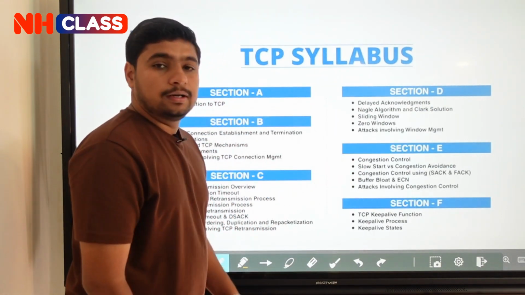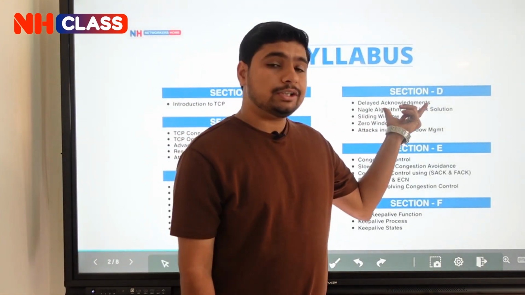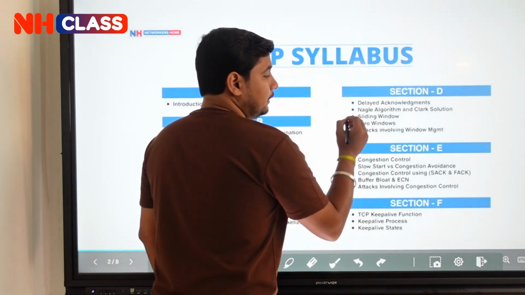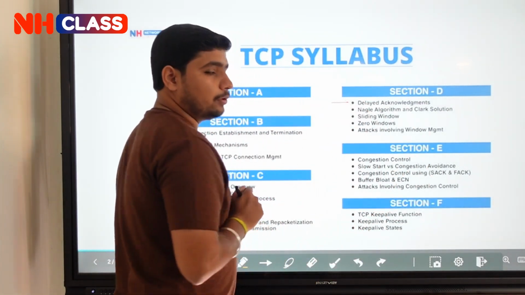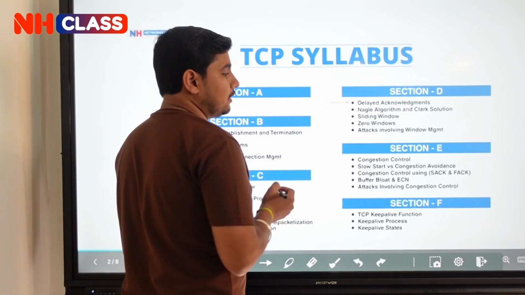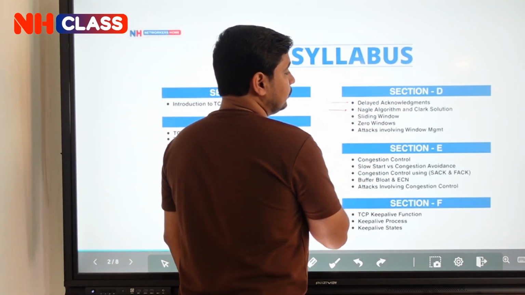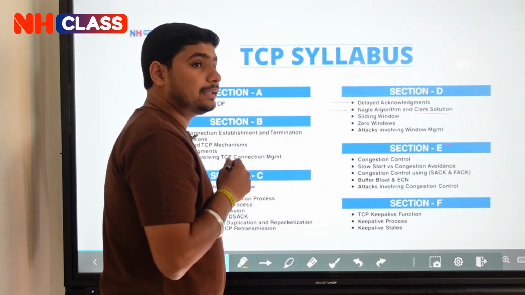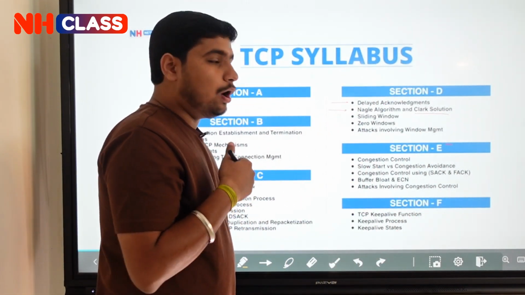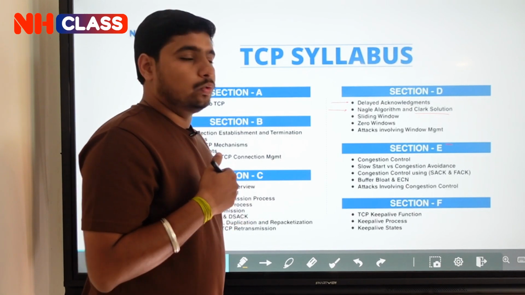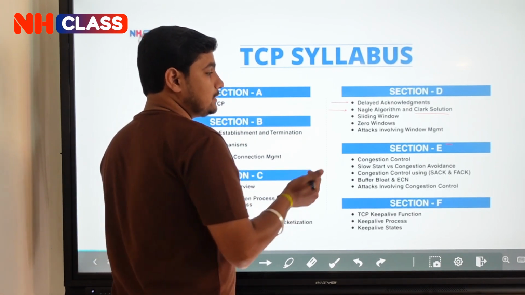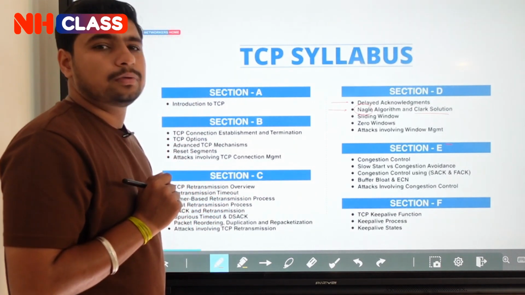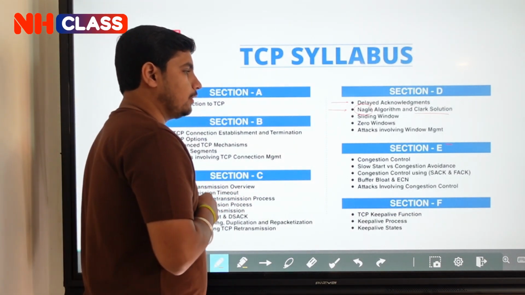Okay, let's move to the next section. The next section is section D. Section D is all about delayed acknowledgements. What exactly is delayed acknowledgement? Then the Nagle algorithm and Clark's solution. What exactly is the Nagle algorithm? How will it help us, and where do we use it? We will discuss the Nagle algorithm also. It's very important from the interview perspective.